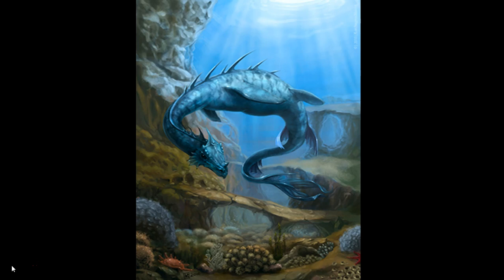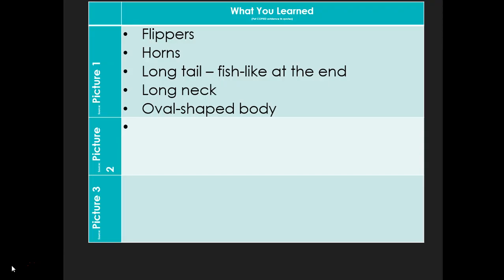So we would look to see, okay, what do we notice about maybe the body, some of the features that are on the body, the Loch Ness Monster's head. And based on that picture, here are the notes that I took on my graphic organizer. The Loch Ness Monster in the picture you just saw had flippers. It also had horns. It had a long tail, and it was a fish-like tail at the end of it. It had a long neck, and it had an oval-shaped body. And notice where it said source, I just put picture 1 so I keep track of them.